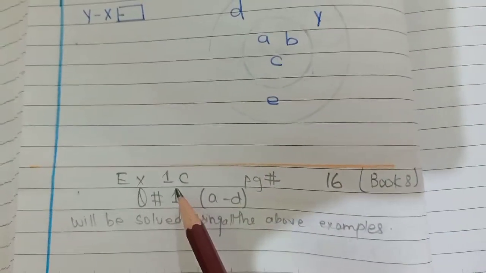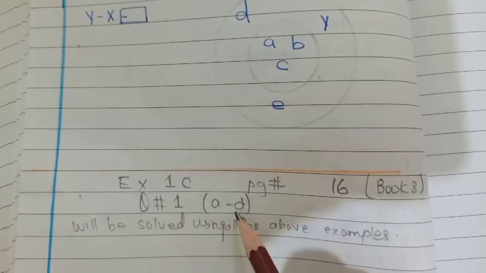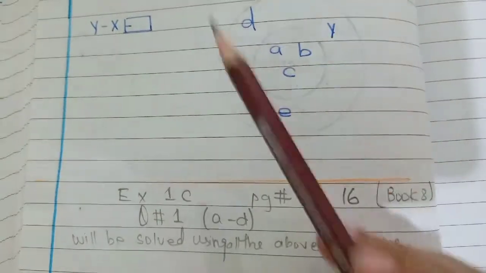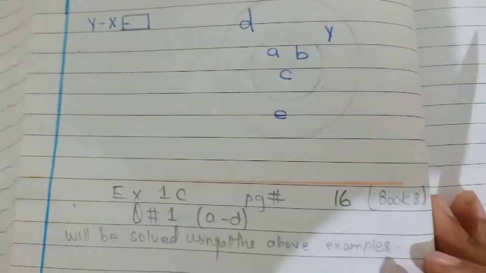Now girls, the homework part, please listen carefully. You will do exercise 1C, page number 16, question number 1, parts A till D. You will solve this using all the above examples. Please see the lecture again and again if the things are not clear.